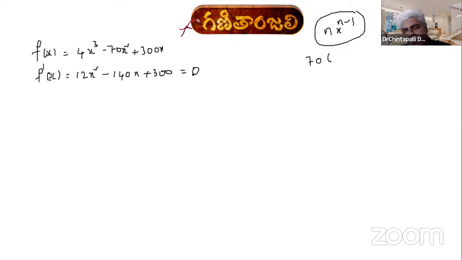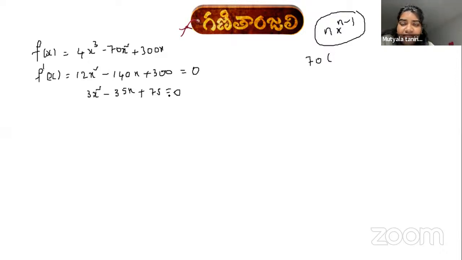Now we need to solve it by equating it to 0. First of all, we can cancel by 4 throughout. So 3x square minus 35x plus 75 equals 0. 12 by 4 is 3, 140 by 4 is 35, and 300 by 4 is 75.